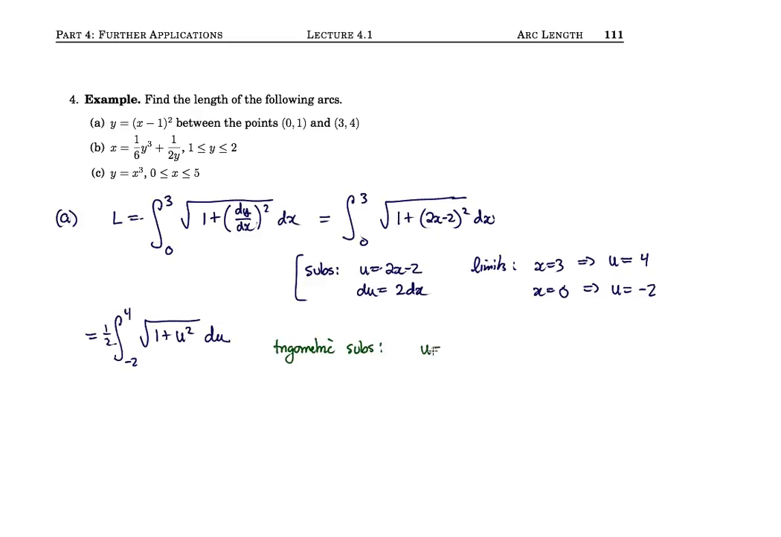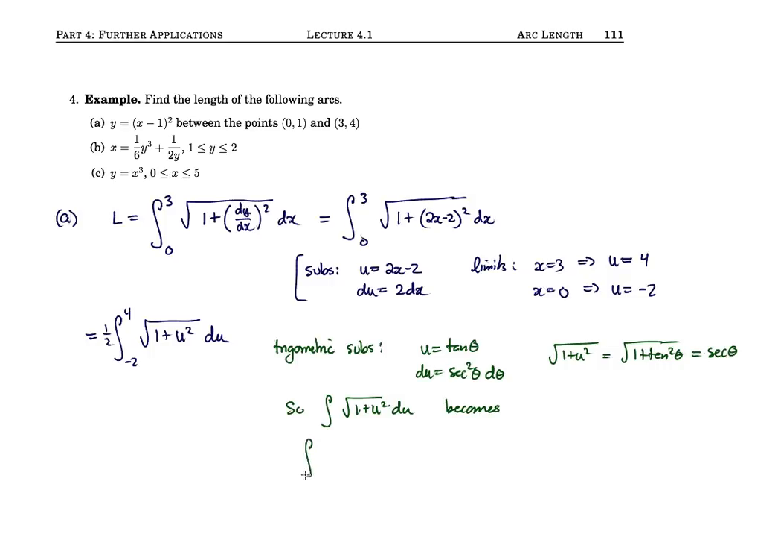So here we'll take u to be tan theta. So du is secant squared theta d theta. And the integrand simplifies down to the square root of 1 plus tan squared theta, but 1 plus tan squared theta is secant squared. So this becomes secant theta. And so the integral becomes the integral of secant cubed theta d theta.